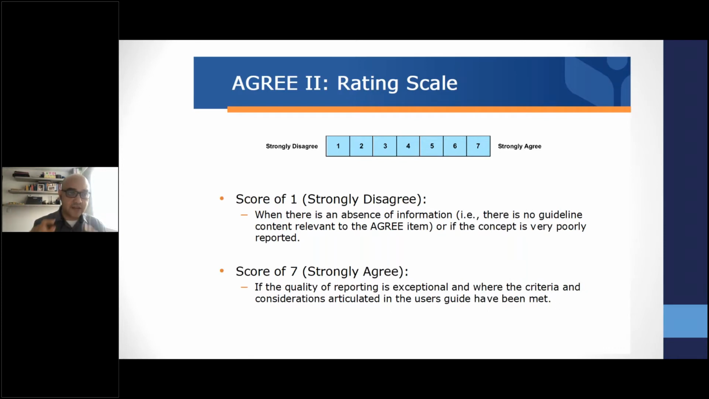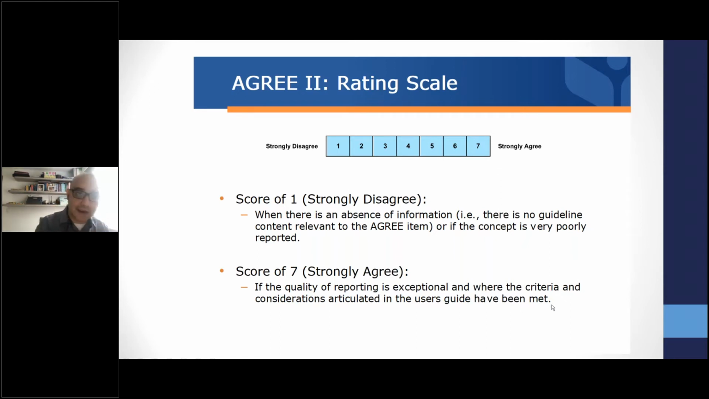Each one of these items, each one of the 23 items, has a score that goes from 1 to 7. This is a Likert scale, and it goes from strongly disagree, which means that the guideline didn't cover that item or covered it very badly, to strongly agree, the other extreme of the score, which is 7, which means that the guideline covered that item really well. And with these scores, we provide a final score per item, and we create a final domain score.